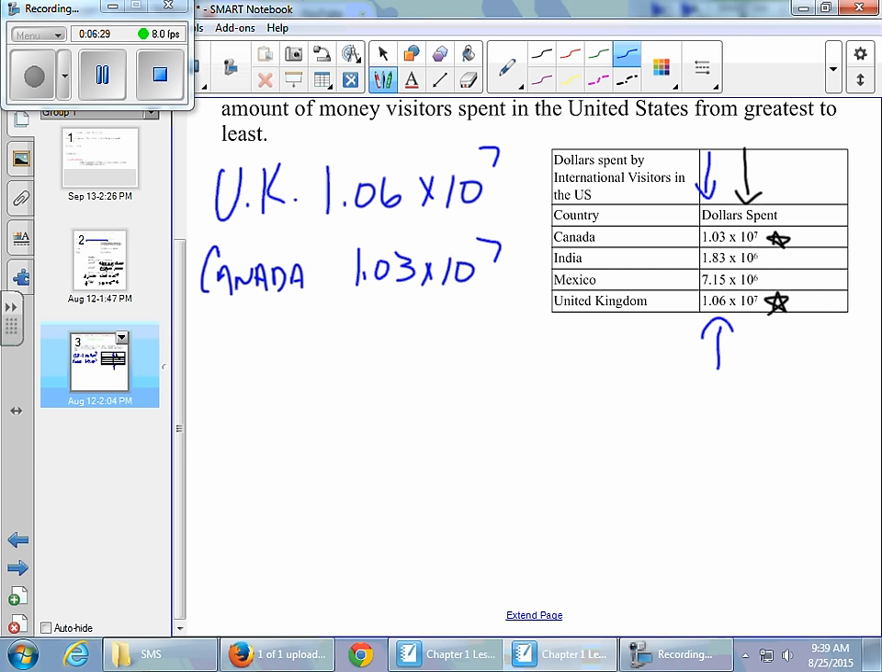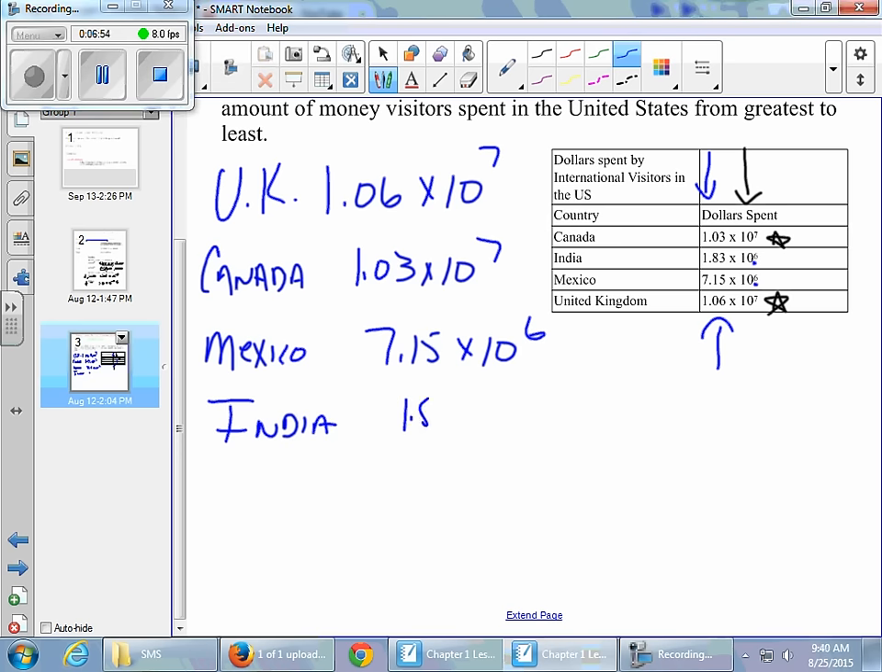And now we're down to India and Mexico. Once again, the factors are the same, so now we can look at the first column. The 7.15, $7.15, is larger than $1.83. So Mexico would be third, and then India would be fourth. Okay, any questions? Please write them down, review the video, and bring them into class. This concludes this lesson.